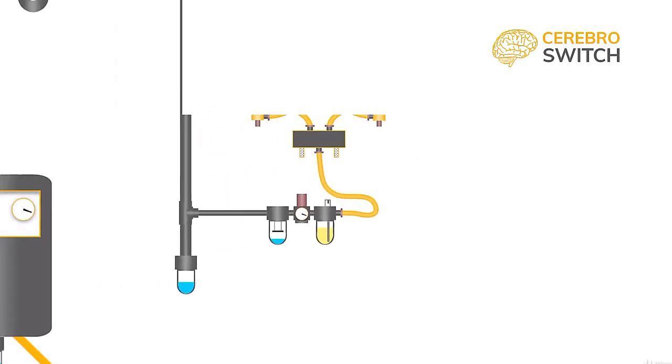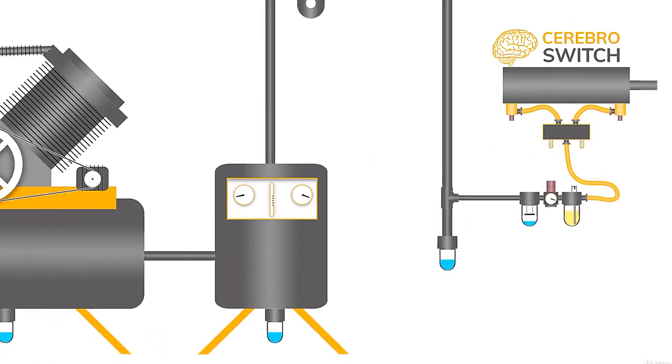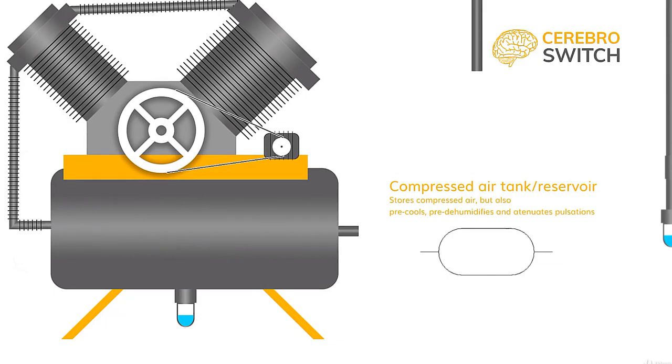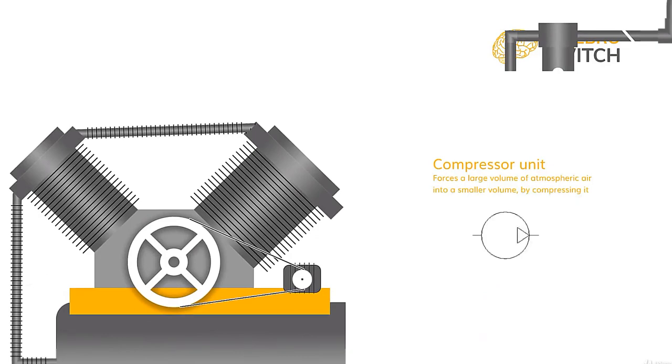4. Central preparation unit, through which the compressed air from the tank is filtered, dehumidified and cooled down. 5. Air tank. Here, the compressed air is stored, pre-dehumidified and pre-cooled. One very important function of the tank is to eliminate the pulsatory characteristic of the reciprocating compressor. And 6. Compressor unit with all the attached parts. Their purpose is to compress the atmospheric air and control the process.